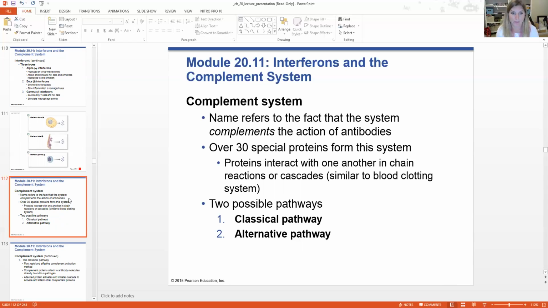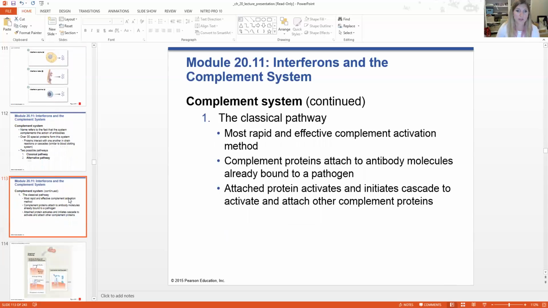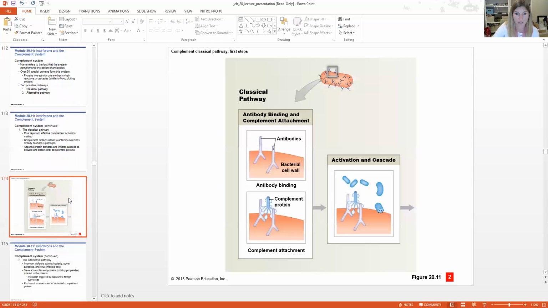So with complement, there are two possible pathways, and it really just depends on what's available: the classical pathway and the alternative pathway. The classical pathway is the most rapid and effective activation method. This is where the complement proteins attach to the antibody molecules that are already bound to the pathogen, and that initiates a cascade of other complement proteins. So here you see the classical pathway. The antibodies are already bound, and the complement protein is going to cause this cascade.